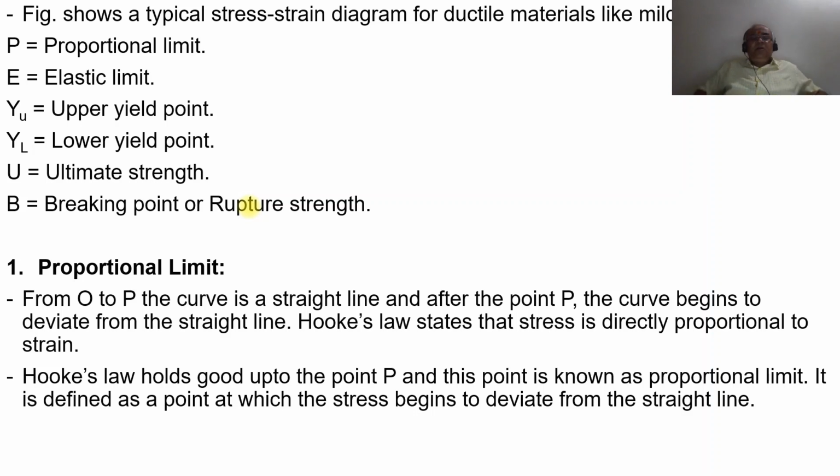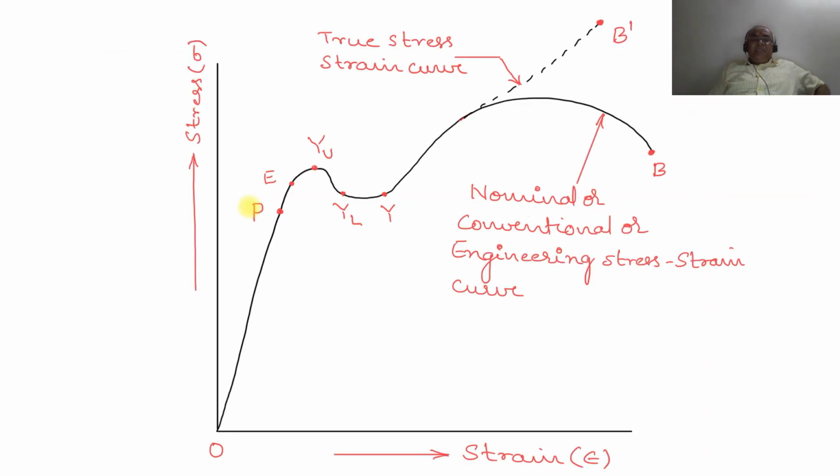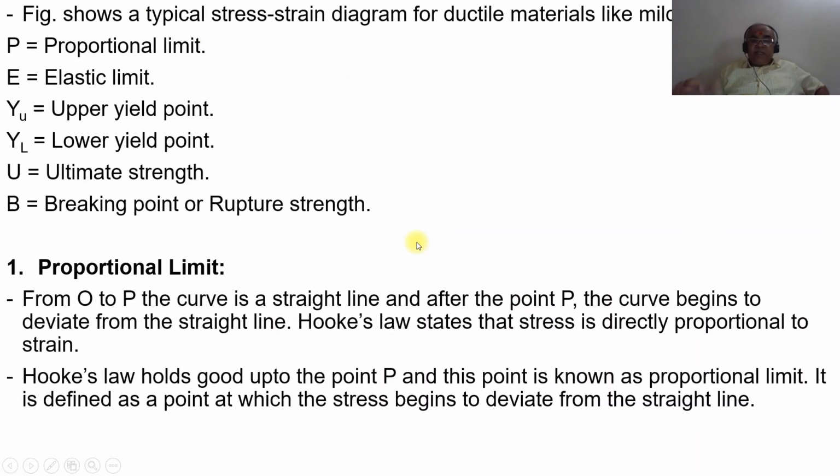So what is Hooke's law? It holds good up to the point P. Why up to the point P? Because it is a linear line. That means the stress is directly proportional to strain. After that point, the curve tends to deviate. So on the completion, it won't come back to the original position. It deviates, and the stress begins to deviate from the straight line.